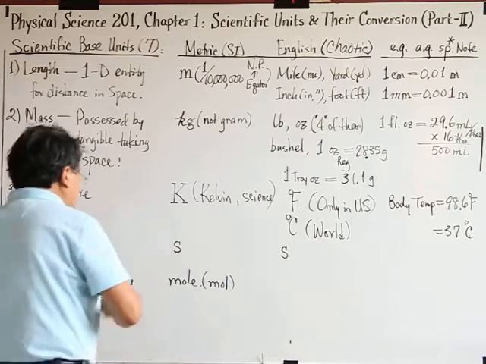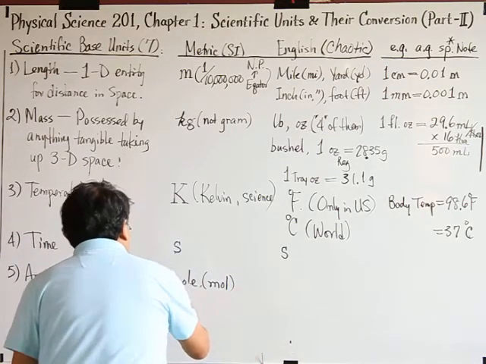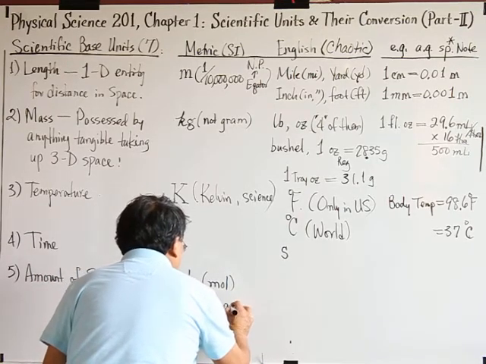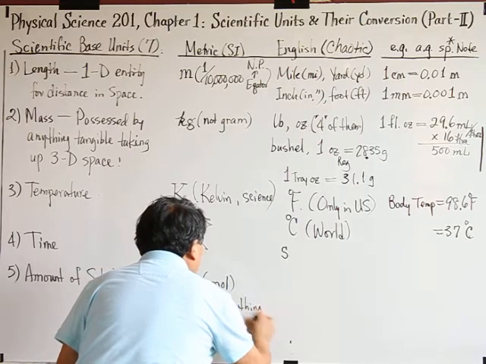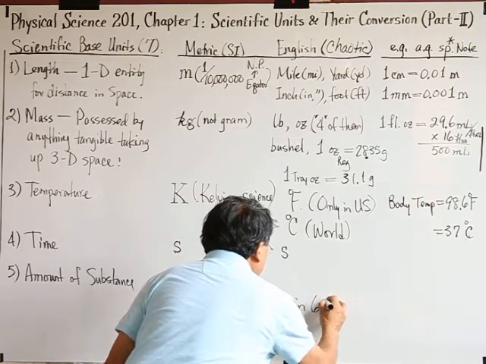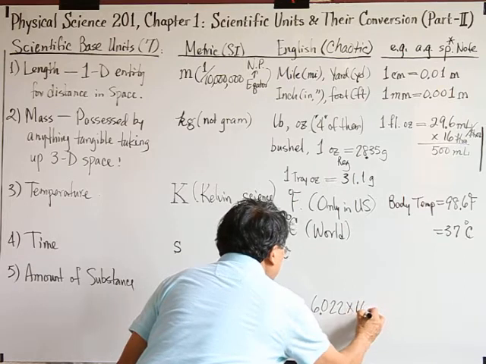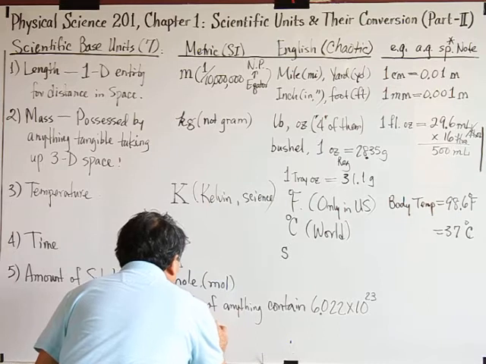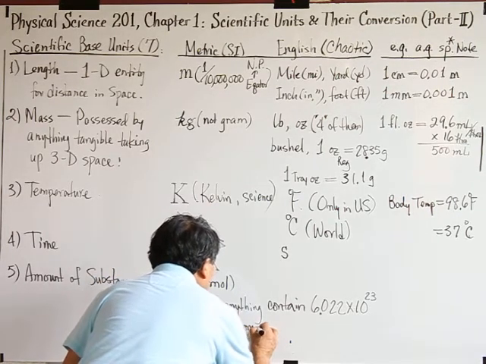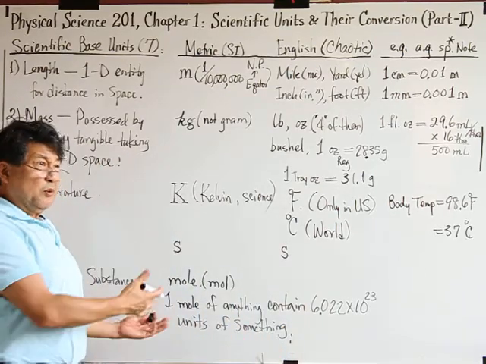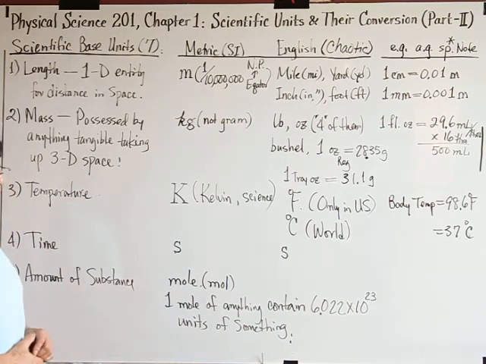So mole is defined, and on my notes I say very clearly, 1 mole of anything, right, will contain 6.022 multiplied by 10 to the 23rd units of something. Now that is a simple definition. You say, okay, that's not too hard. I can handle that. Well, let's see if you are able to handle that, right?